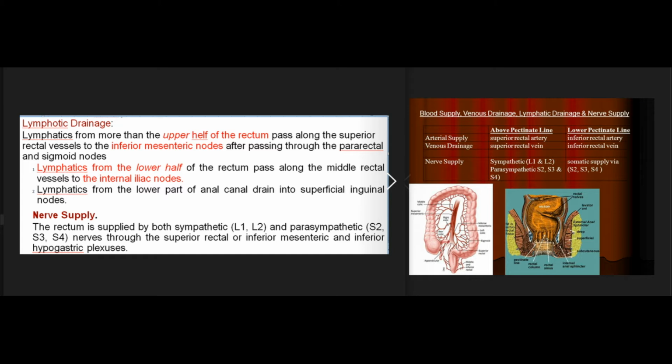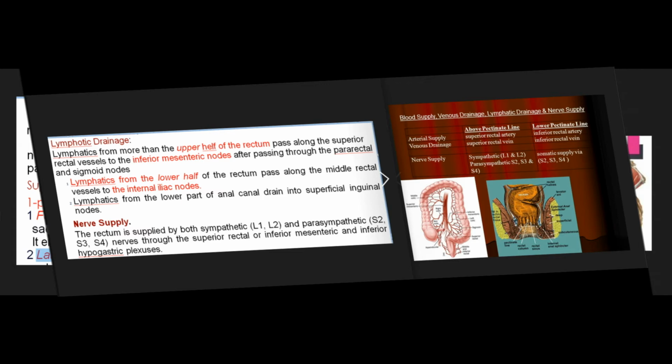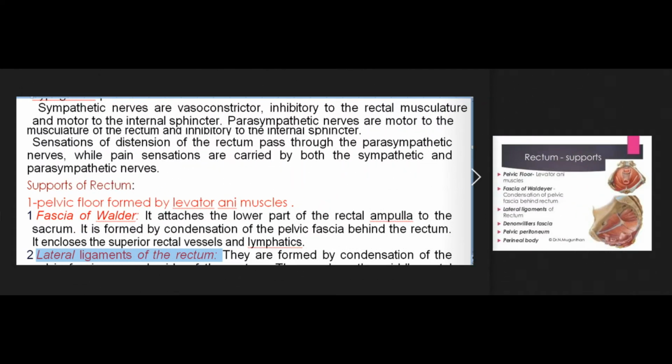Nerve supply. The rectum is supplied by both sympathetic, L1, L2, and parasympathetic, S2, S3, S4, nerves through the superior rectal or inferior mesenteric and inferior hypogastric plexuses. Sympathetic nerves are vasoconstrictor, inhibitory to the rectal musculature and motor to the internal sphincter. Parasympathetic nerves are motor to the musculature of the rectum and inhibitory to the internal sphincter. Sensations of distension of the rectum pass through the parasympathetic nerves, while pain sensations are carried by both the sympathetic and parasympathetic nerves.